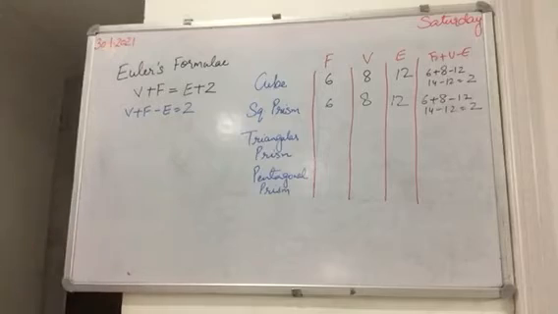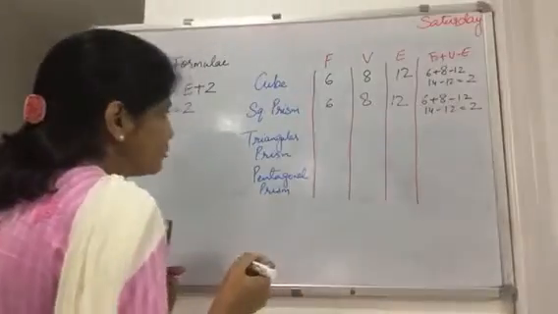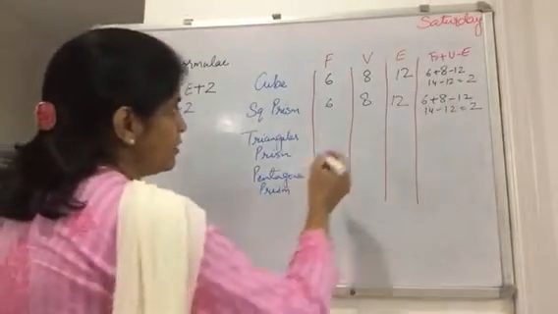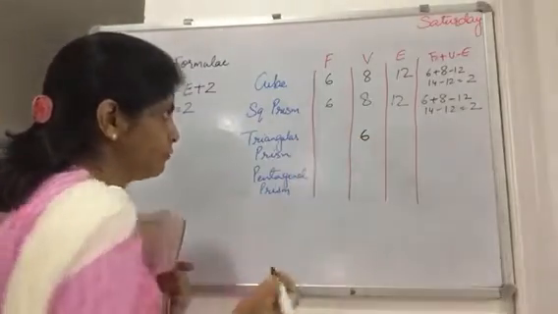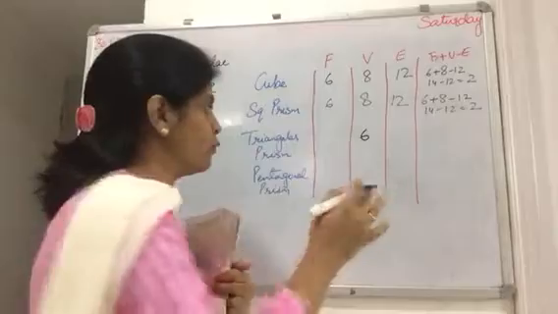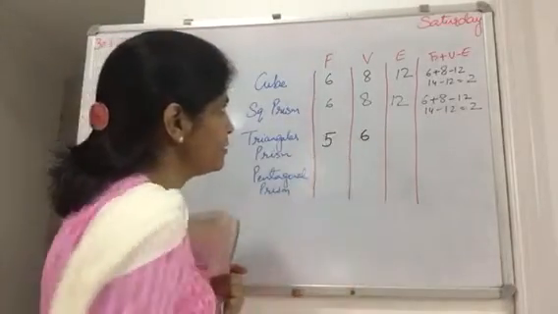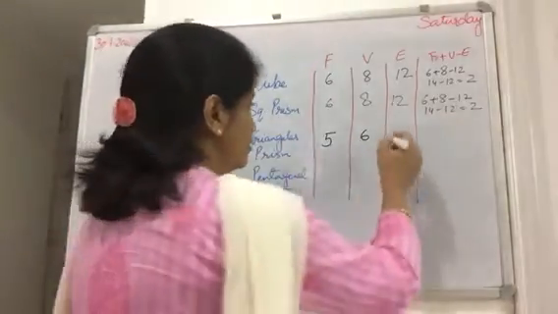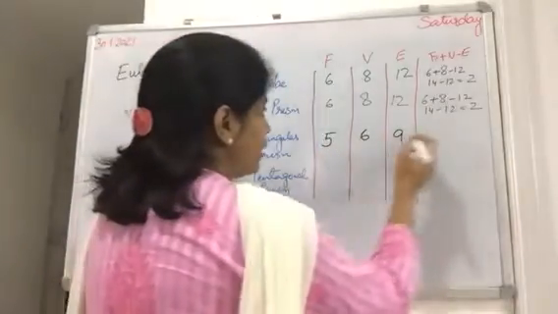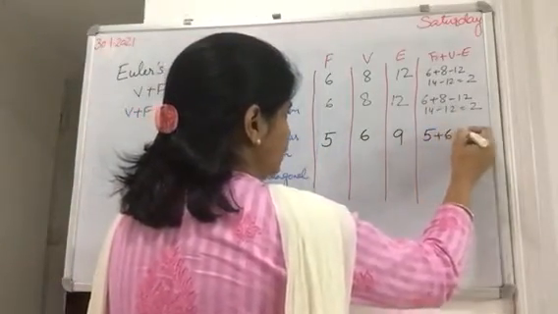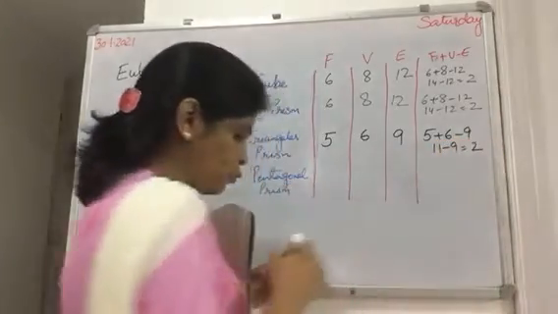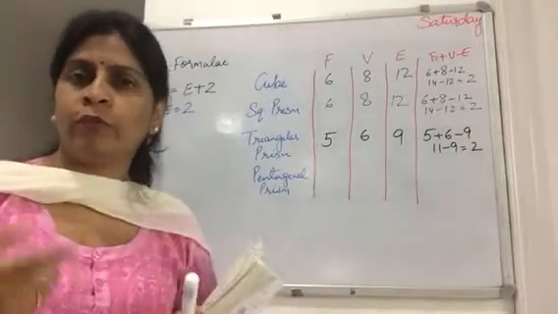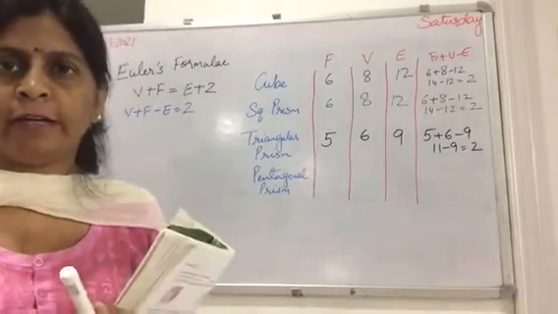Clear about it? Now we will do the next part. So next part is triangular prism. Triangular prism has 6 vertices, faces: 1, 2, 3, 4, 5, so 5 faces, and edges: 3, 3, 3, 9. So when you add up together, 5 plus 6 minus 9, it is 11 minus 9, 2. Now students, I have told you the formula, so you can do it directly.